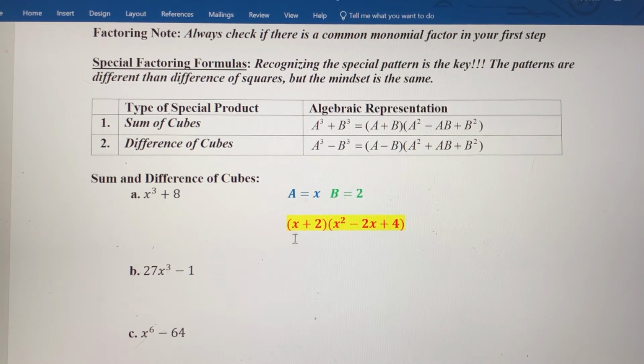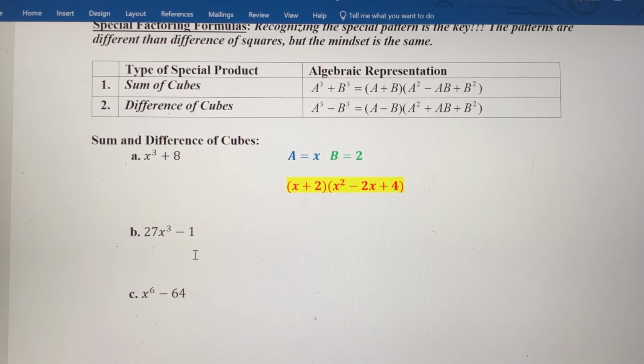If you want to check your work, you can use the distributive property, multiply this binomial times this trinomial, and what's going to happen, all the terms in the middle are going to cancel out, and you're left with x cubed plus 8, all right? Pause the video, give b a try. This is a perfect cube, this is a perfect cube, and they're separated by a minus sign. So we'd consider this difference of cubes. So try to factor using this pattern and then come back and check your work.